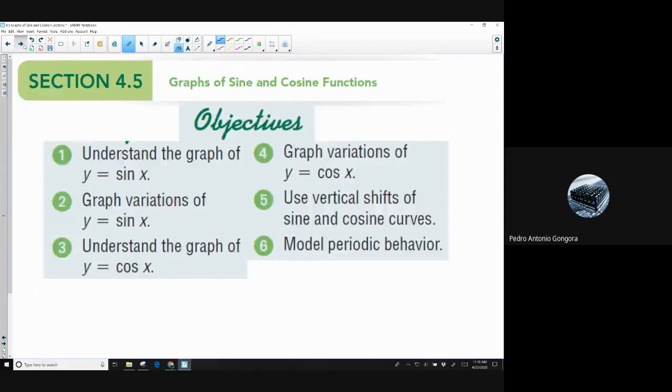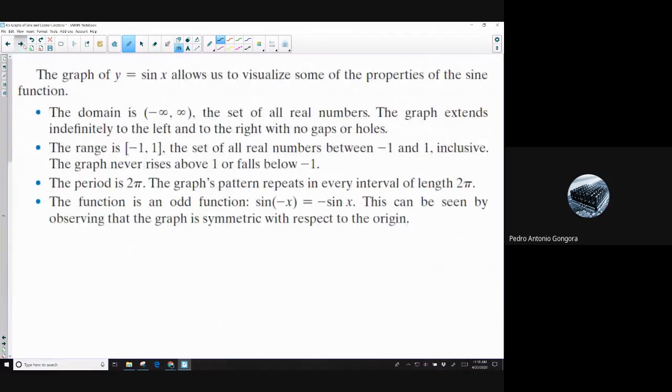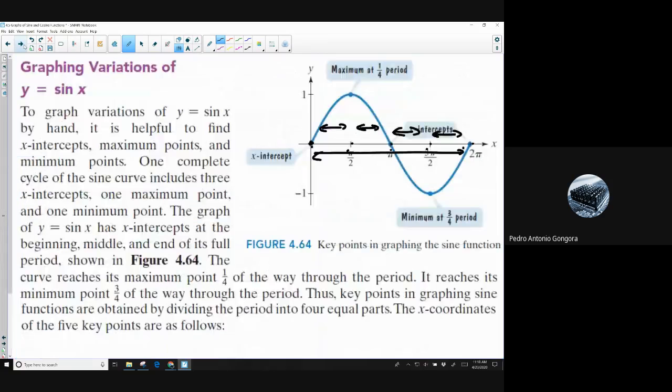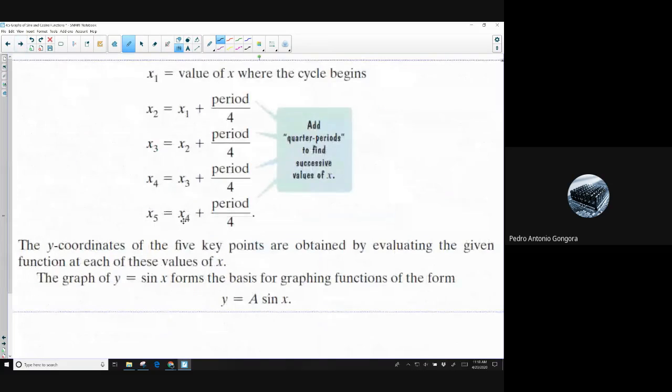So when we do that, we've got to figure out where the function starts, and then we're just going to add quarter periods to get the next key point. I need five key points, and then they just keep repeating, okay? The y value for the first point and the last point will always be the same, because then this thing starts to repeat.